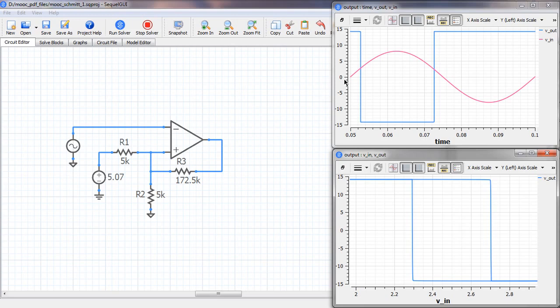So this is the input voltage, and that is the output voltage. So the output voltage is plus 14 volts here, that is plus Vsat. Then it changes to minus 14, that is minus Vsat, and then back to plus Vsat. This is the VO versus VI plot. This is our VTL, that is 2.3 volts. This is our VTH, 2.7 volts.